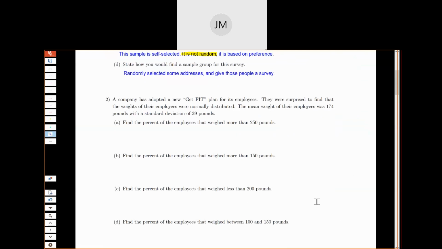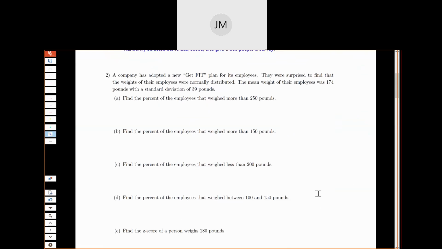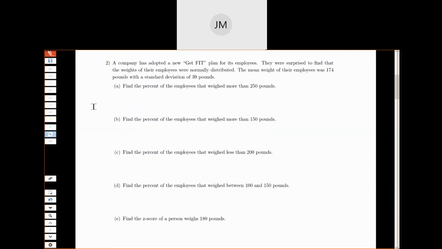All right. Let's look at another problem. A company has adopted a new Get Fit plan for its employees. They're surprised to find that the weights of their employees were normally distributed, with a mean weight of 174 pounds and a standard deviation of 39 pounds. Okay. Find the percent of the employees that weighed more than 250 pounds. So in this question, one of the things to note was it says that the weights were normally distributed. Okay. And we had a homework, or we had a section, I think it was 3.8.